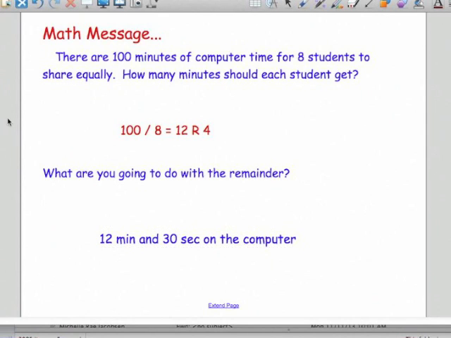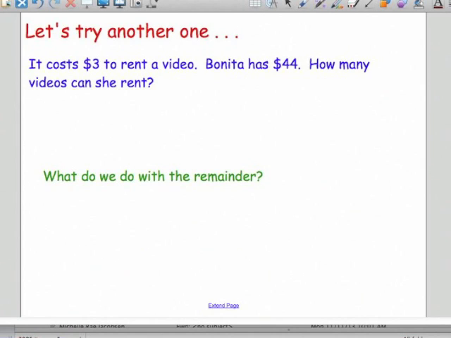Okay, let's try another one together. This one says it costs $3 to rent a video. Bonita has $44. How many videos can she rent? So she wants to rent as many as possible, but she can't go over a certain amount. And then you need to figure out what is that remainder representing. Are we going to need to use that remainder? Are we going to be able to ignore that remainder? What are we going to need to do? Go ahead and work on that now and then press play when you're ready to go over it.